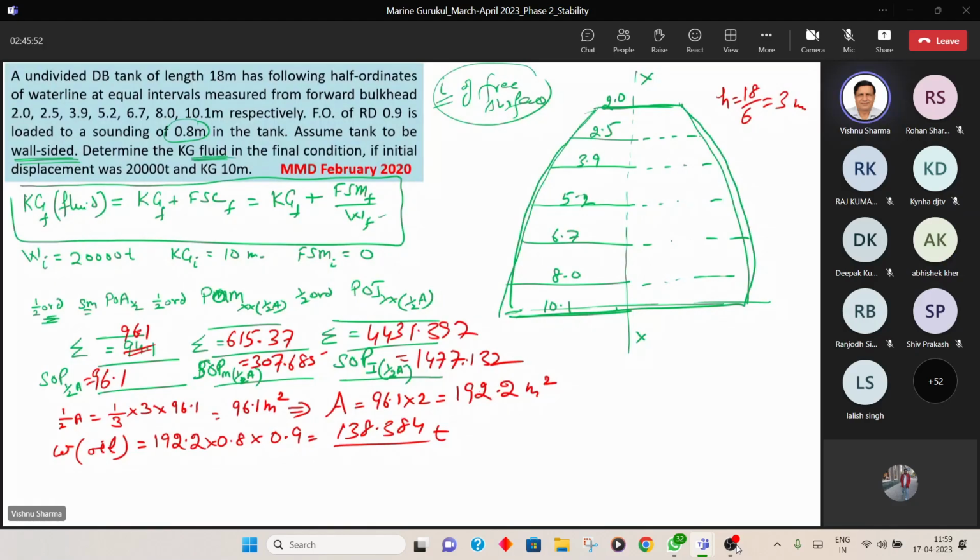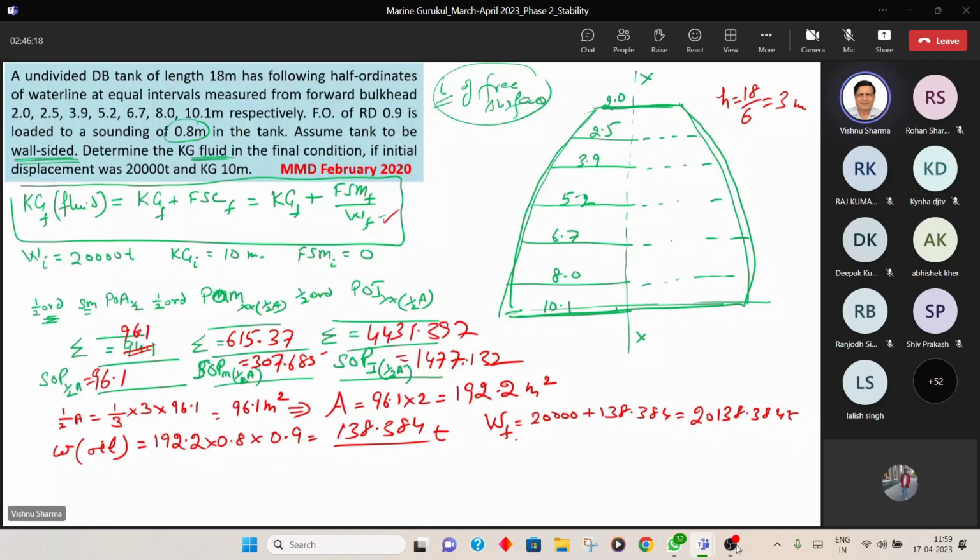This will give us the final displacement, guys. Final displacement would be equal to initial displacement of 20,000 tons plus 138.384. This makes it 20,138.384 tons. Correct, guys? Yes or no? Yes, sir. So we have the final displacement.